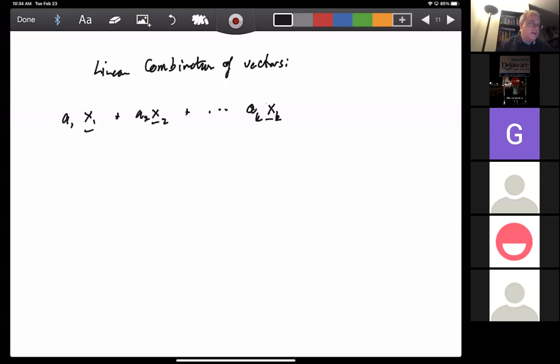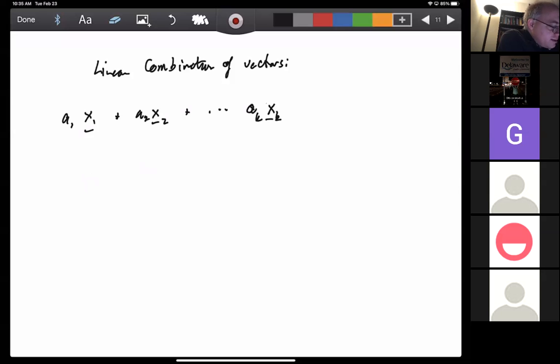Isn't that basically the dot product? It's not the dot product because this k doesn't necessarily equal the number of components in your vector. So remember, the x sub i's are k vectors, so they have k coefficients.